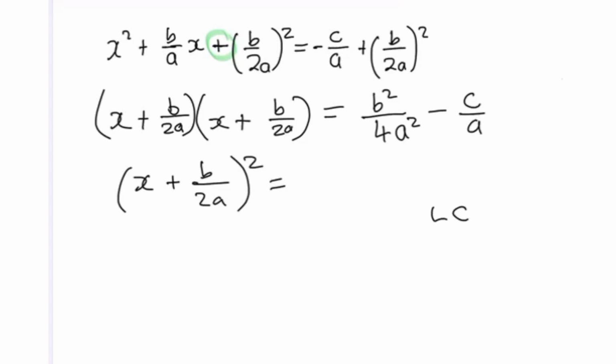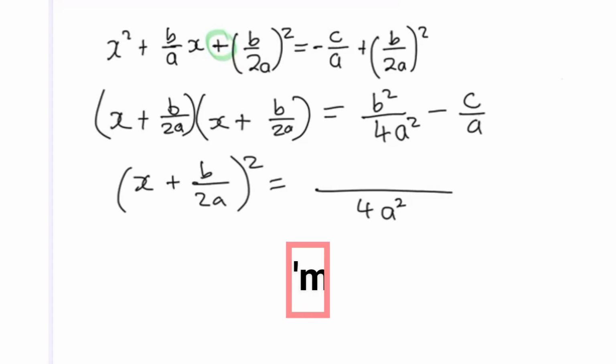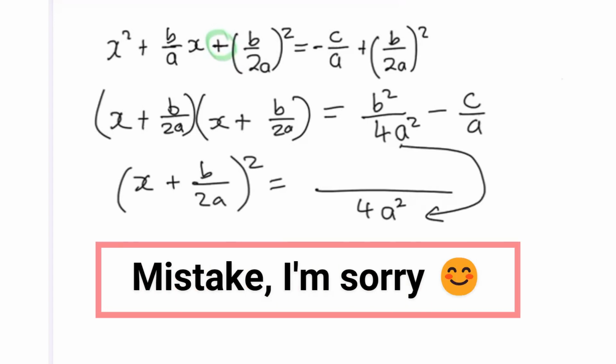We have our LCD. Our LCD is 4a squared, so that both denominators go into it and leave no remainder. Now we write it like this, 4a squared. Okay, now we say, 4a squared goes into 4a squared how many times?